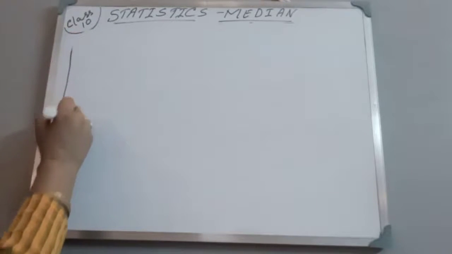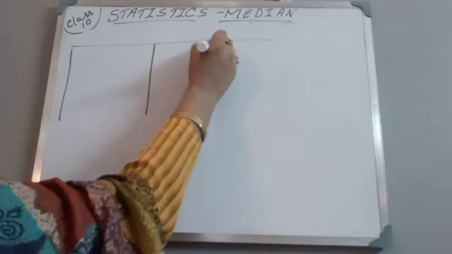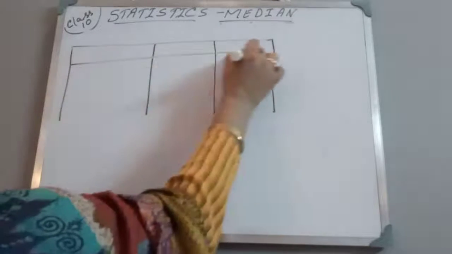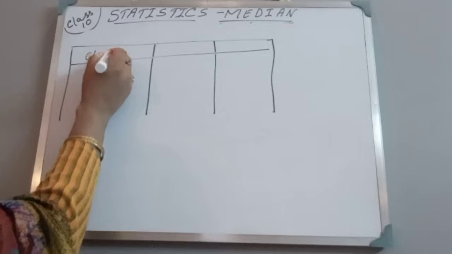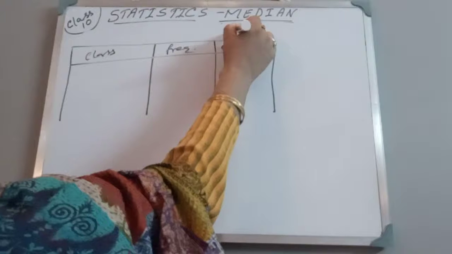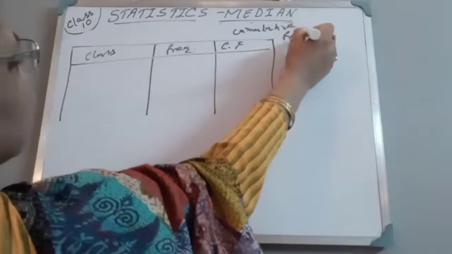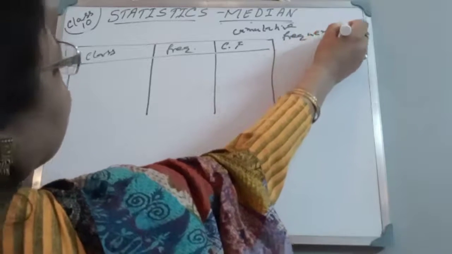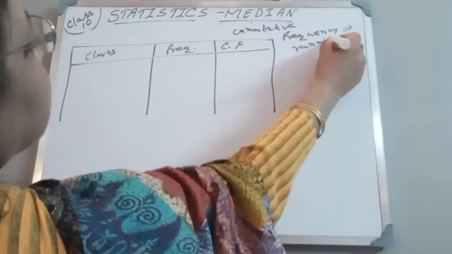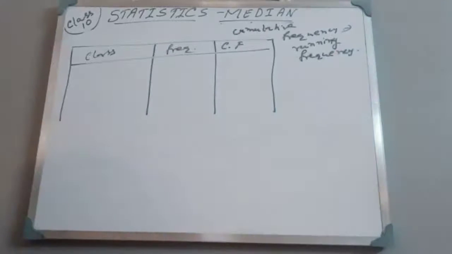Say, classes are there. This is one class. This is frequency. Like this, we have to make 3 columns. So this is class, this is frequency, and this is cumulative frequency. Cumulative frequency, what does it mean? Cumulative frequency means running frequency.